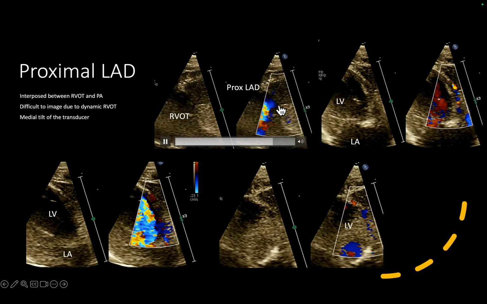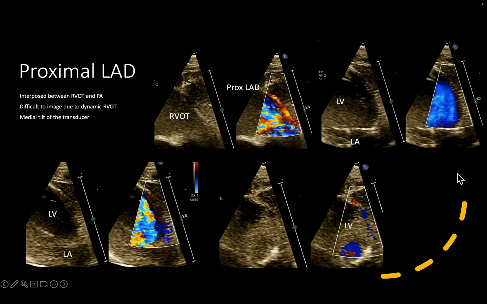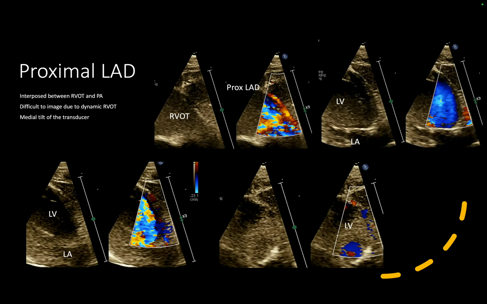Along with that, you see the blue color also coming, that's the accompanying coronary vein. You see the coronary artery again in the mid segment, and you see an associated coronary vein with the blue color.